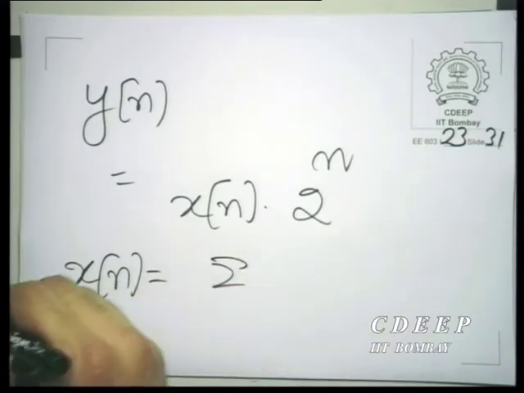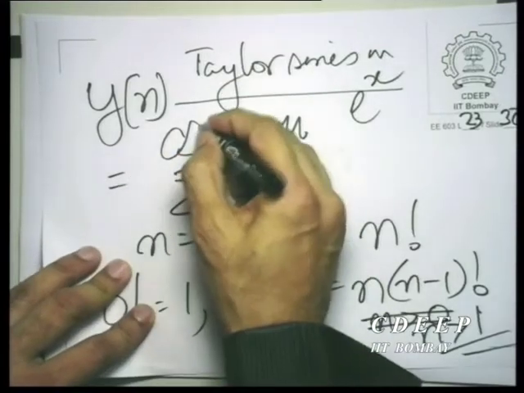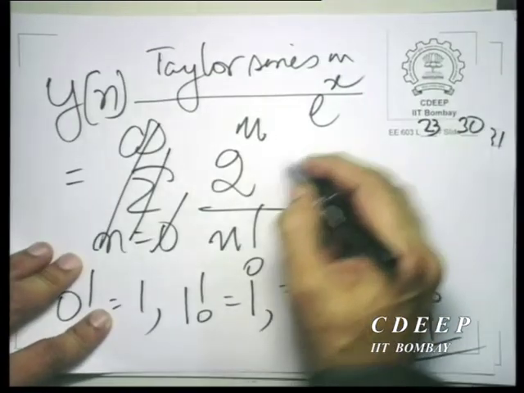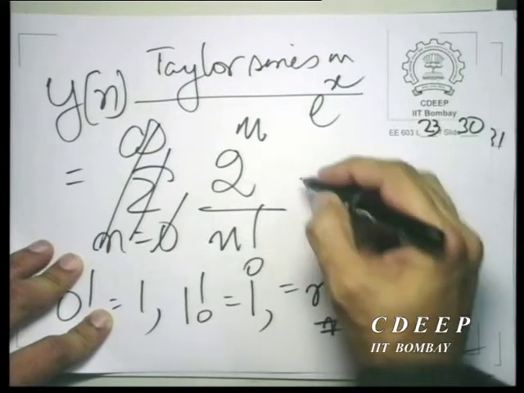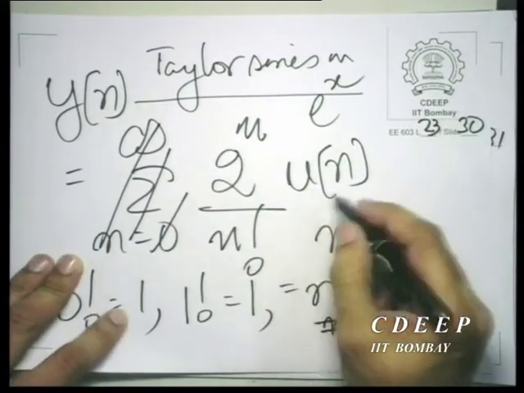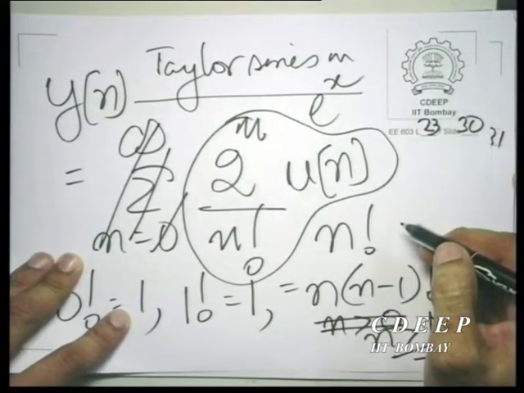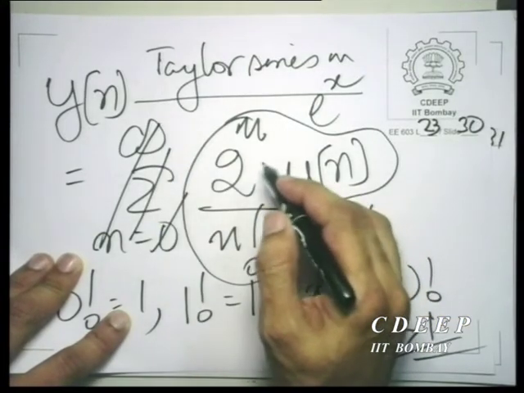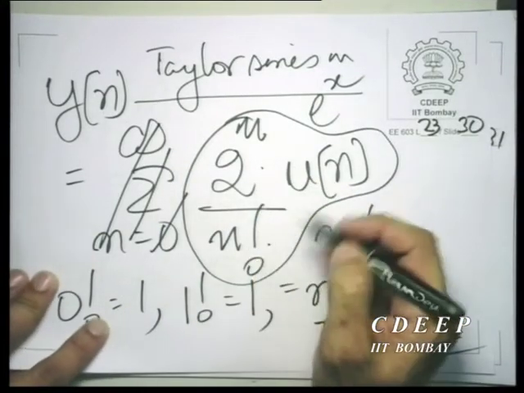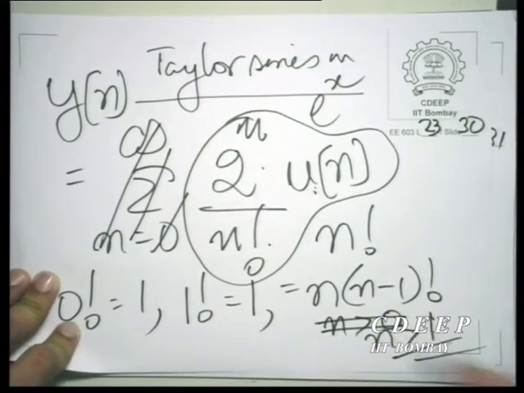I must make a correction here. It's not the summation. You see, this is 2 raised to the power of n by n factorial times u[n]. That's how you must write it. There's a correction here because you're not writing the z transform, you're writing the expression sample by sample. So y[n] is 2 raised to the power of n by n factorial times u[n], where of course the factorial is defined in this way.